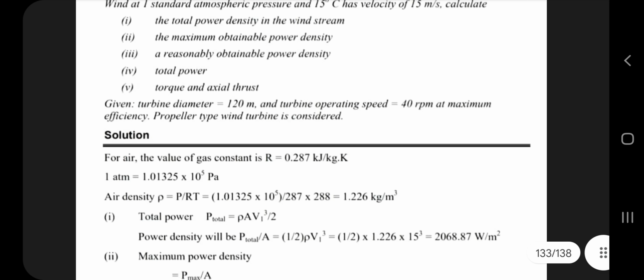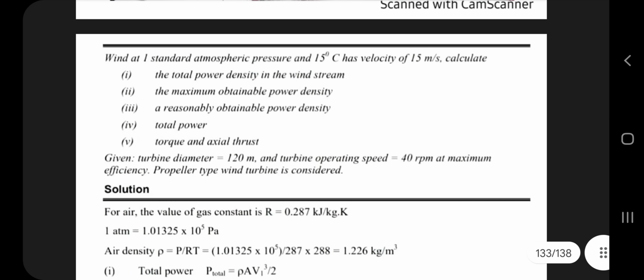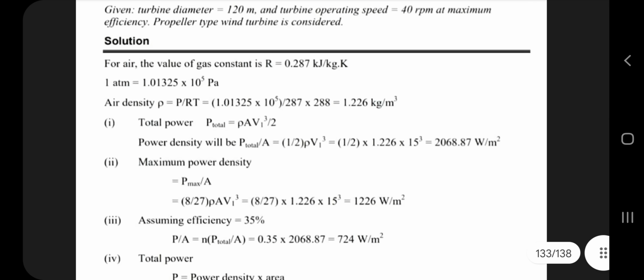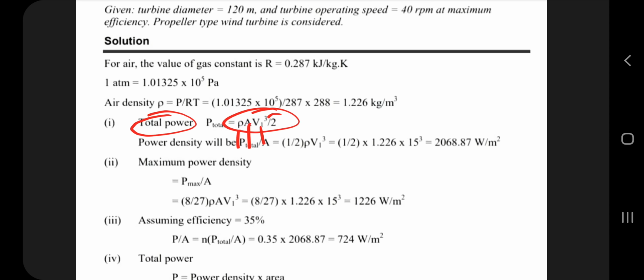Okay. Then what we have is the wind type of questions. In wind type of question, they might ask you total power, maximum obtained power density, reasonably obtained power density, torque and axial thrust. So turbine diameter will be given, speed will be given to us. All you have to do is pay attention to the formula. Total power formula is this one: density into A into V1 cube by 2. Substitute those values, you'll get the answer here.